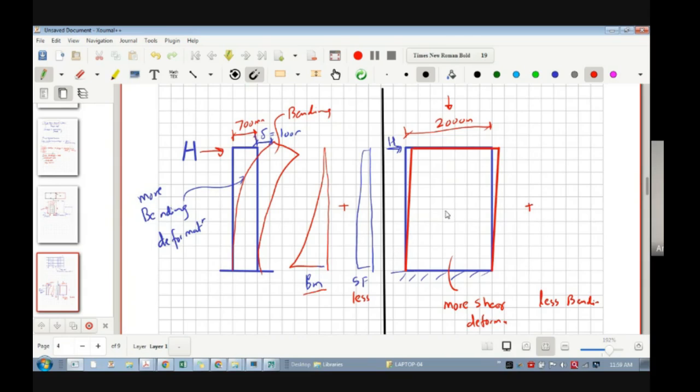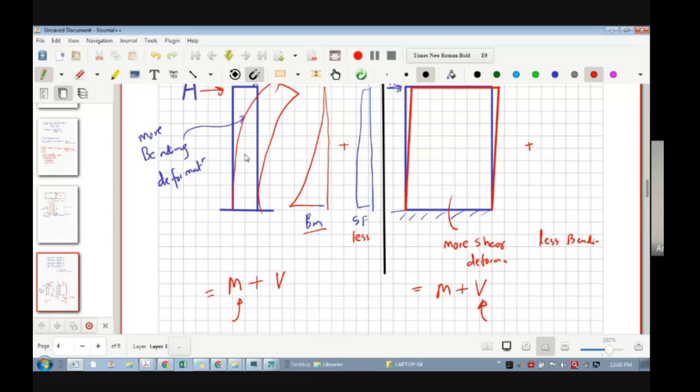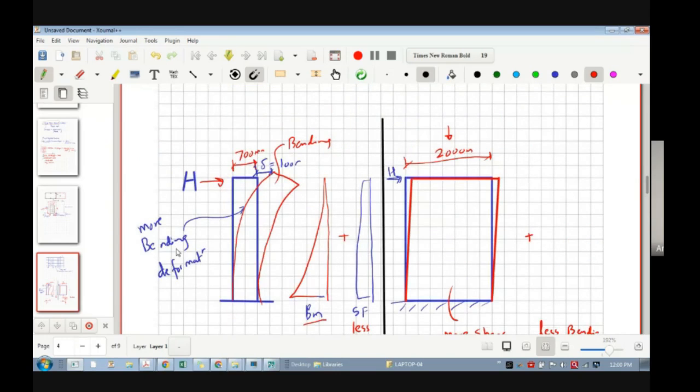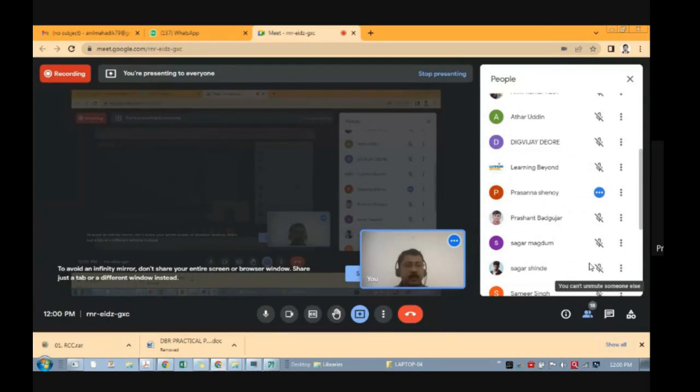So definitely in columns, there are bending moments. In columns, there are shear forces. In shear wall also, there are bending moments and shear forces. But in shear wall, shear is dominant and more. And in column, bending is more. We need to design for both the forces. In both the cases, the difference is shear deformation and bending deformation. Are you getting? Is it clear to you? Prasanna? Yes, sir. Okay. Thank you.